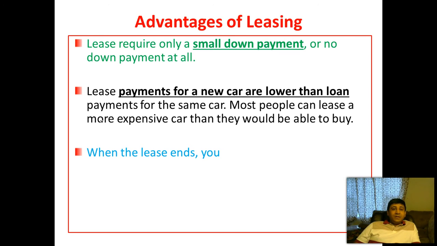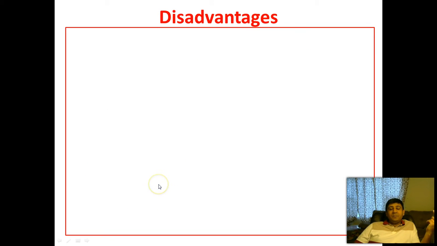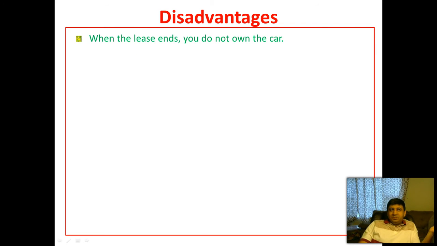So what happens when the lease ends? When the lease ends, you return the car to the dealer, and do not have to be concerned about the selling or the depreciation value or anything. So this is another advantage of leasing a car. Disadvantage is basically when you return the car, the lease ends, you pretty much go back to public transport. You don't have a car. First you have a Cadillac or BMW, now you have nothing.